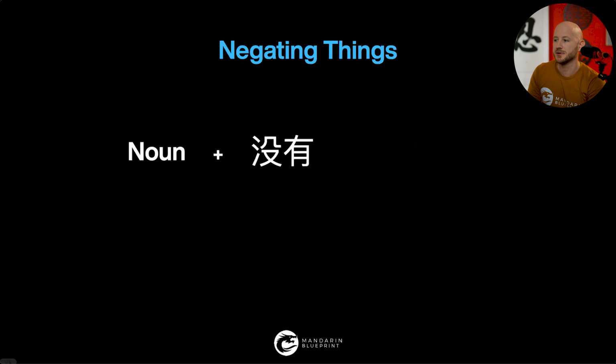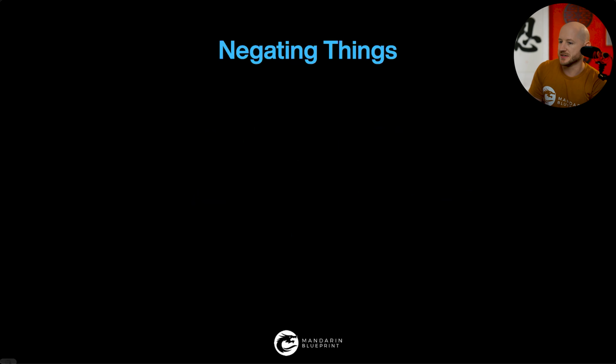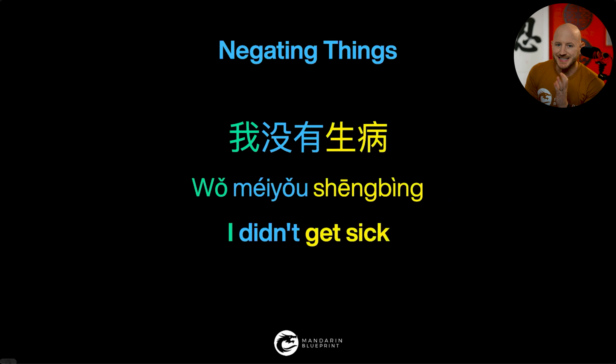So if it's a noun plus 没有 plus action, it often means that the noun didn't do the action, right? Let's get into some examples. 我没有生病. I didn't get sick, right? You might say this in the context of, oh, everybody at the school got sick, but 我没有生病. I didn't get sick. So there's an action, getting sick. I suppose it's an action that happens to you through a virus or a bacteria, but it's still an action. And so if it didn't happen to you, you would translate it this way.